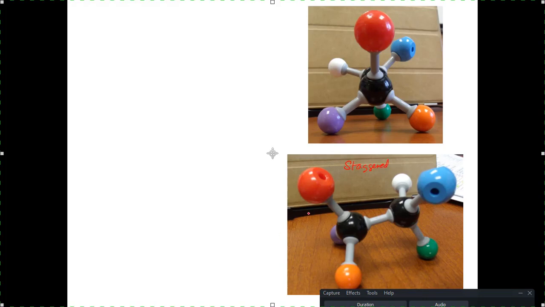And now I'm over here looking down that carbon-carbon bond, and this is what I see. So what do I see? Let's just write this out real quick again. This is our sawhorse with our blue, our green, our white is up and away, our red is here, our purple is down here, and our orange is here.